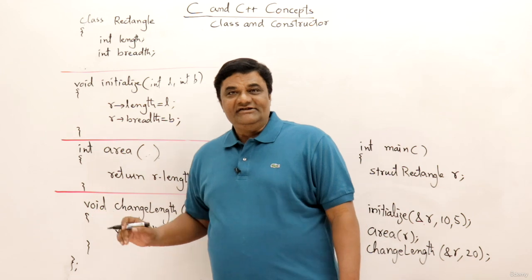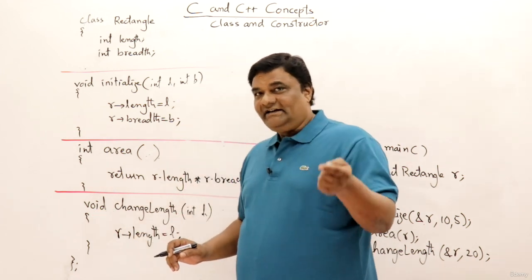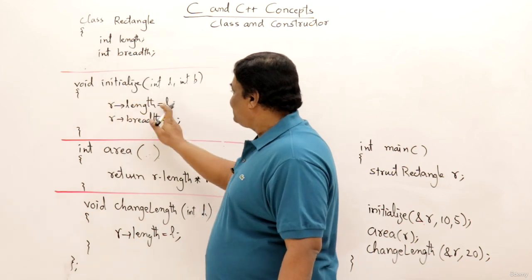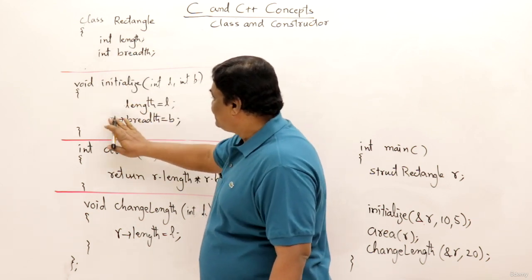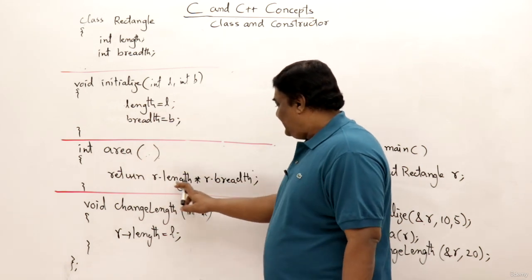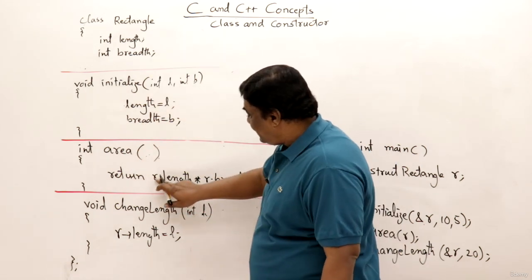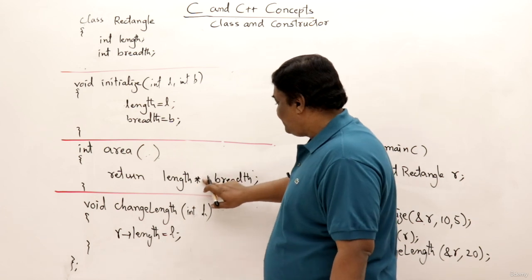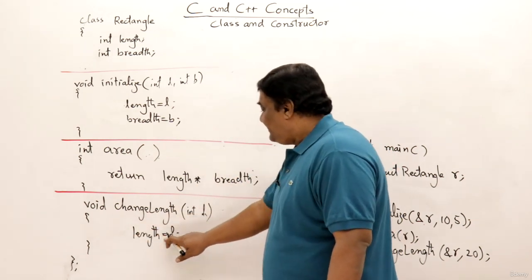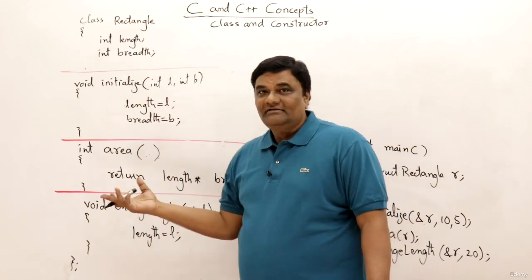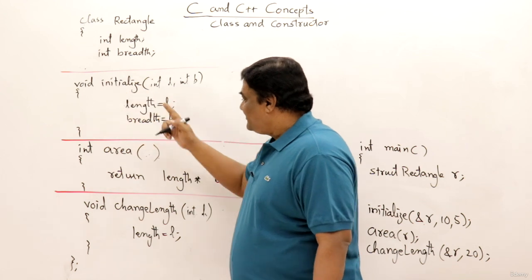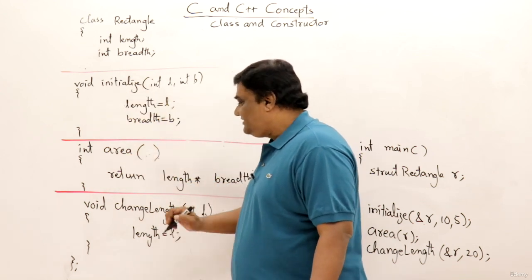So I have made one change. Now a few more changes, again for all the functions. This length and breadth are directly accessible, so no need of this variable name. Just length assign L, breadth assign B. Now here, length and breadth are directly accessible. No need of R here because I have removed the parameter. Now here also, no need of R; it is directly accessing that length. That's it. So this is the initialize function, now the area function and change length function.